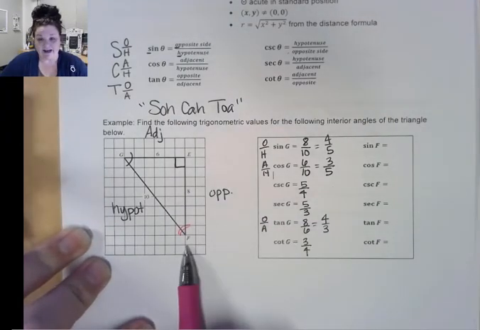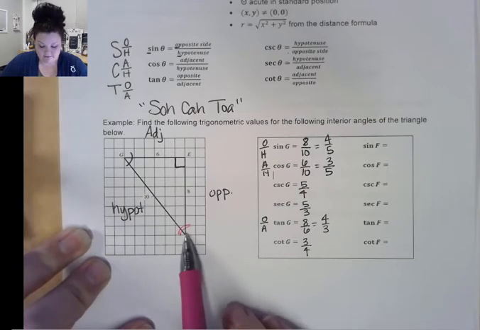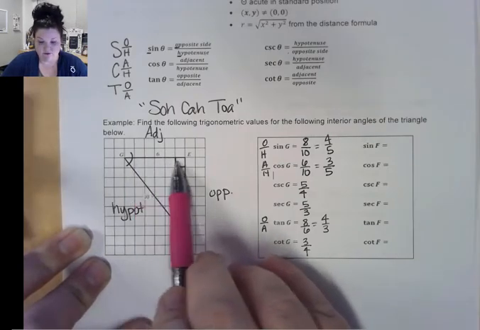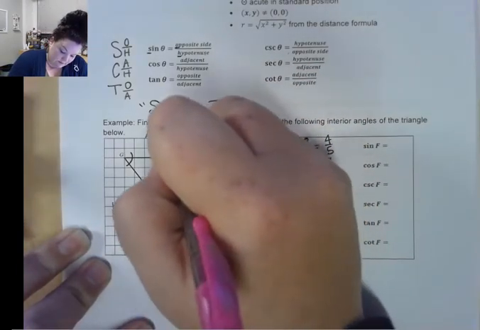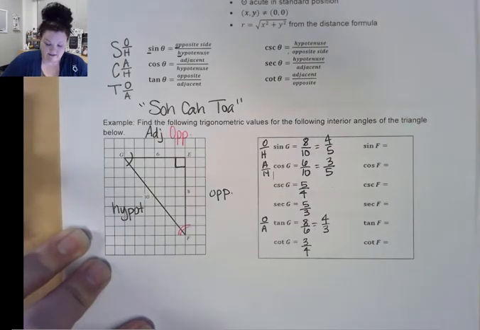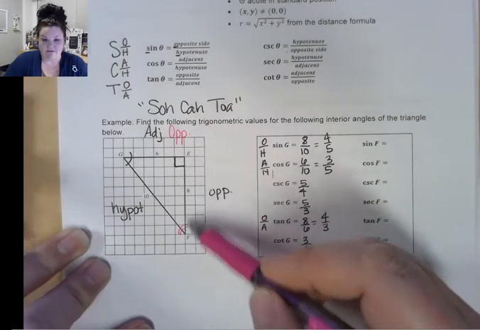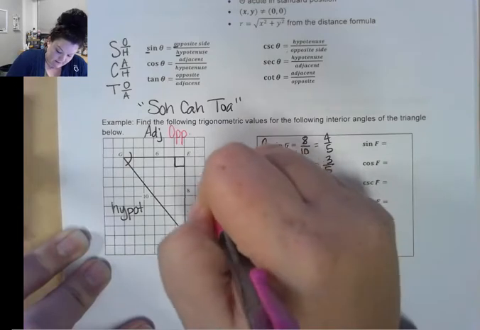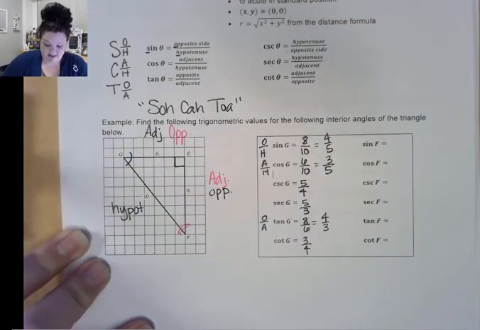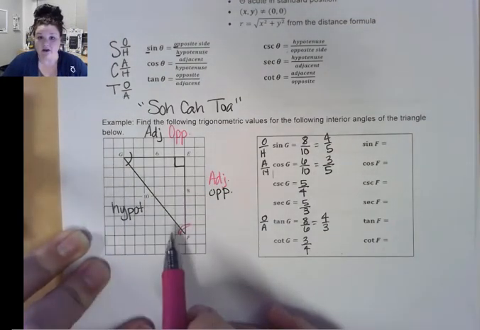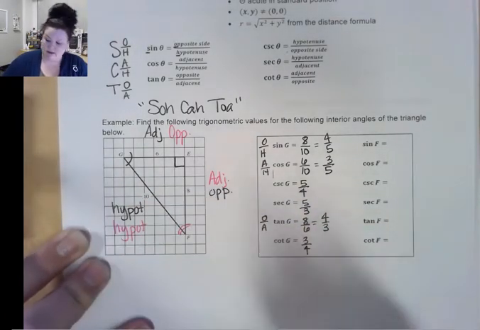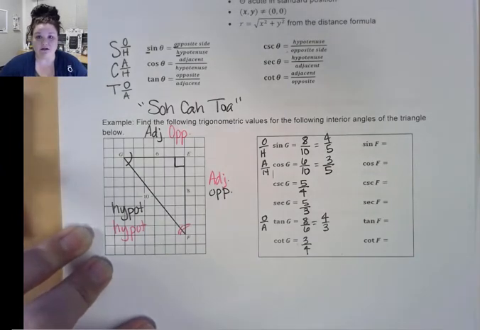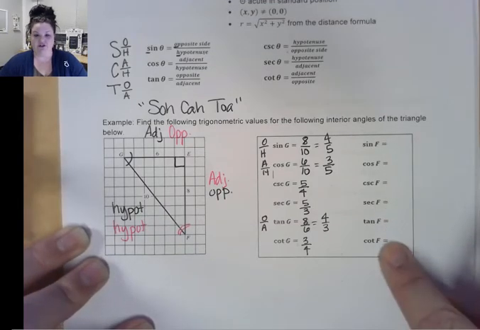Okay, so when we look at angle F, notice F opens up to this side, which would be its opposite, right? This is the side opposite angle F. So now this is going to be my opposite side. The side that's adjacent to F is going to be this length 8. So this is now my adjacent side. And then notice this is still the longest length of the triangle, so it is still going to be my hypotenuse. Okay, so now that I have it labeled for angle F, I can go ahead and find all the trig function values for F.